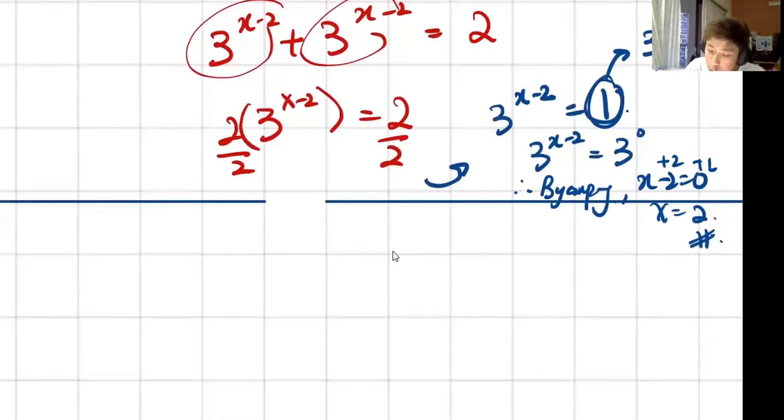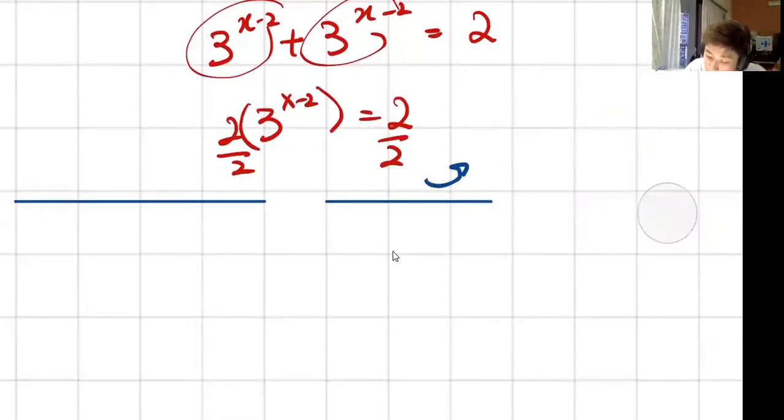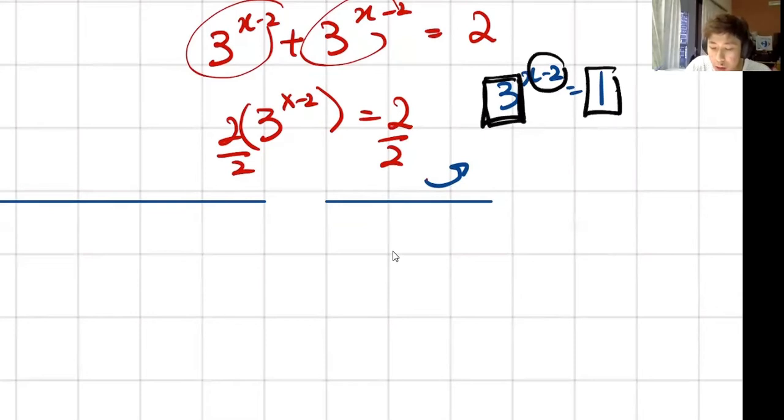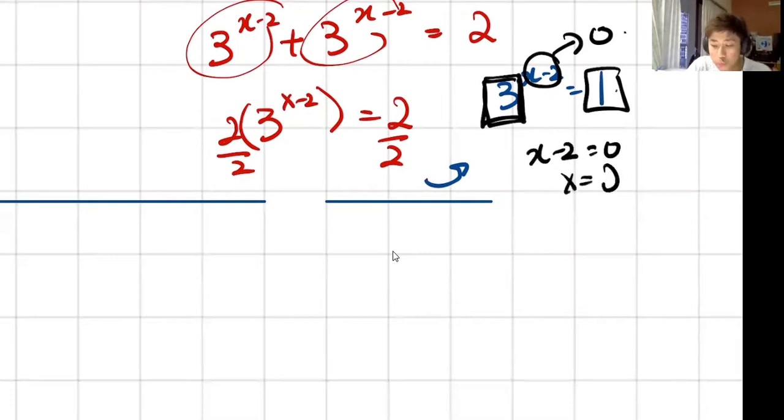Okay, there's another method to do it, by using your knowledge on indices. Still arrive to this step, is equals to 1. What I do now is you think to yourself, 3 to the power of what will give you 1? So you must know, as long as the base is not 0, what do you power it with to get 1? You must know that this one must be 0. This is the second method that you learn from your knowledge on logarithm. Anything to the power of 0 will give you 1. Therefore, I can straight away say x minus 2 is equals to 0. X is equals to 2.